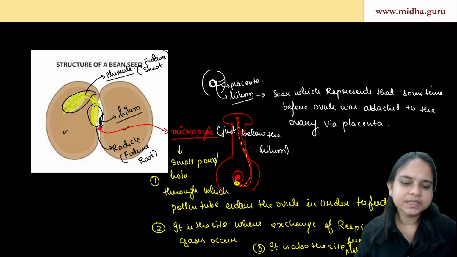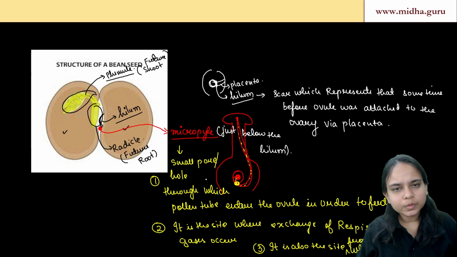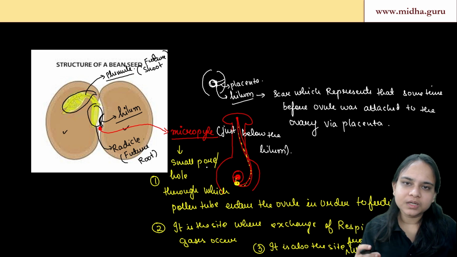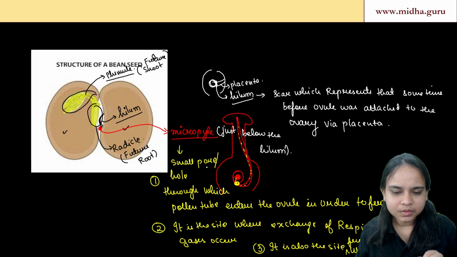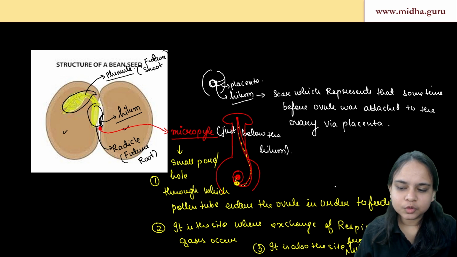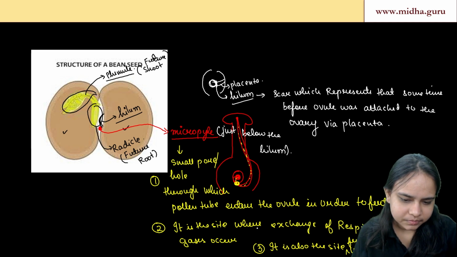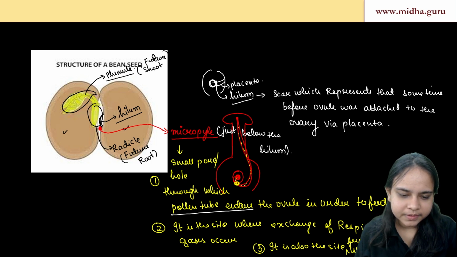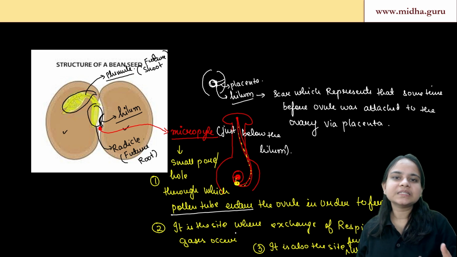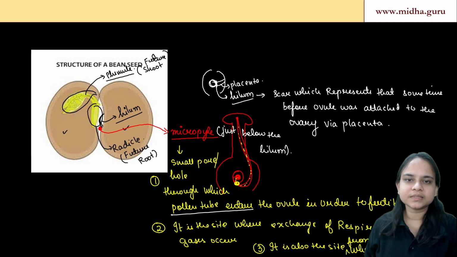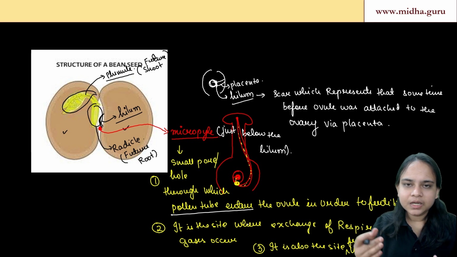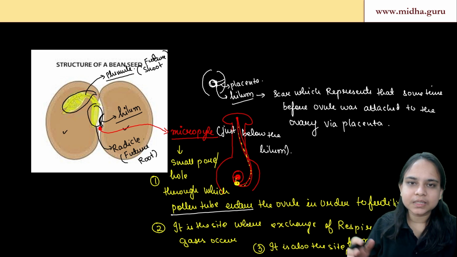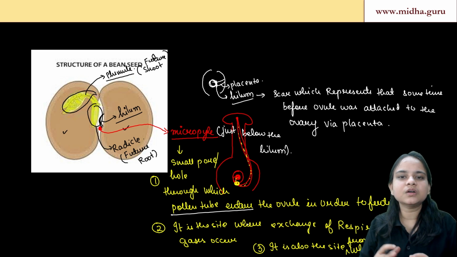So micropyle is basically a small pore or hole through which the pollen tube enters and releases its pollen grain inside the egg cell. Okay, so it is acting as a doorway through which the pollen tube can enter. Next, it serves as a site where respiratory gases, that is oxygen, can enter, and CO2 can be released out. This acts as a site for the exchange of respiratory gases.